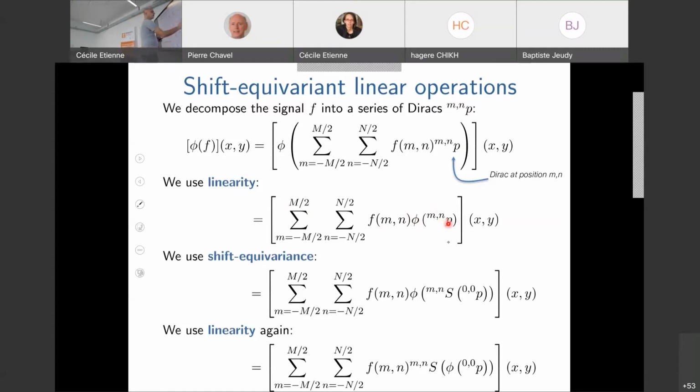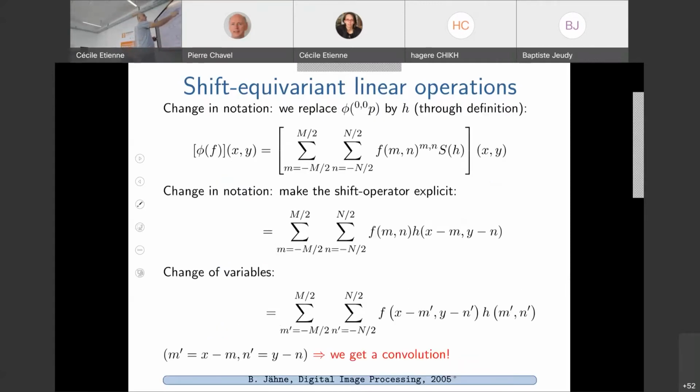Then these are Dirac impulses at the specific positions. I use shift invariance here, and I just say, this is the same thing as taking a Dirac impulse at 0 and shifting it around. We can use linearity again, and now have my phi applied to 0. And this is just my impulse response. It's not really important that you follow closely. We'll come to a conclusion soon. So we replace this thing by my impulse response.